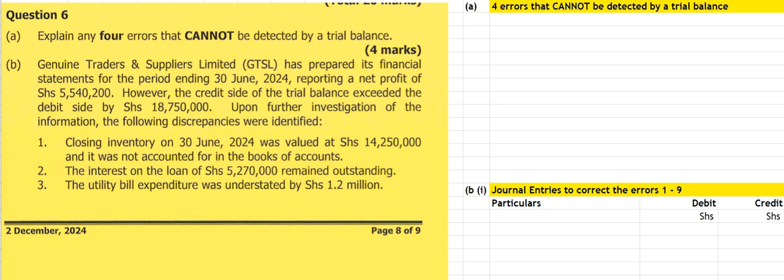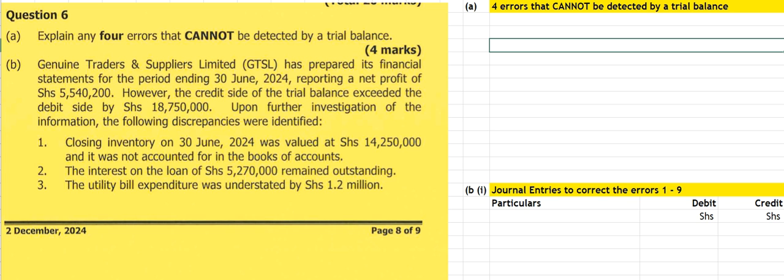Explain any four errors that cannot be detected by a trial balance. Remember, a trial balance is a list of all the debit and the credit balances in a ledger at a specific date. After doing the balancing of the different accounts, then we carry all those credit and debit balances, we list them in the trial balance.